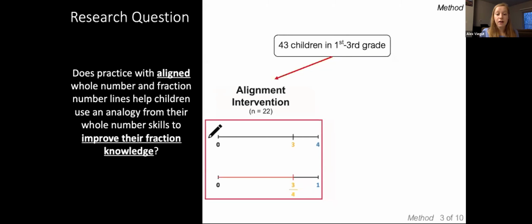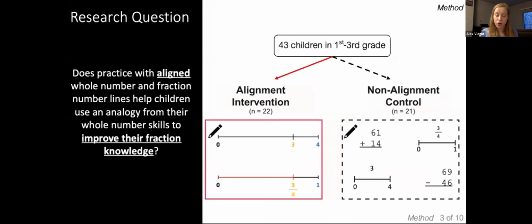And then half of the children were assigned to a non-alignment control in which they saw exactly the same problems, exactly the same whole number and fraction estimation problems, but they weren't lined up. And there wasn't the same sort of alignment or color coding or gesture that was meant as a cognitive support in the alignment intervention condition. The non-alignment control, they could have used the analogy, right? Because they were doing the same problems, but they weren't lined up, so it was harder for them to make that leap. There also were some addition and subtraction problems in the control condition to control for time on task.